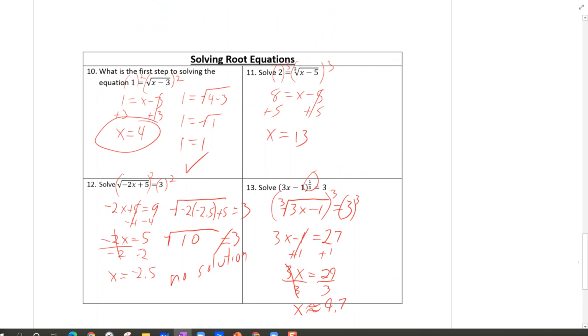Okay, make sure you know how to do each of those. If you don't, come to tutoring before the test. I'm not going to be available Friday morning, unfortunately, so it'd have to be Thursday morning or Thursday afternoon. Good luck.